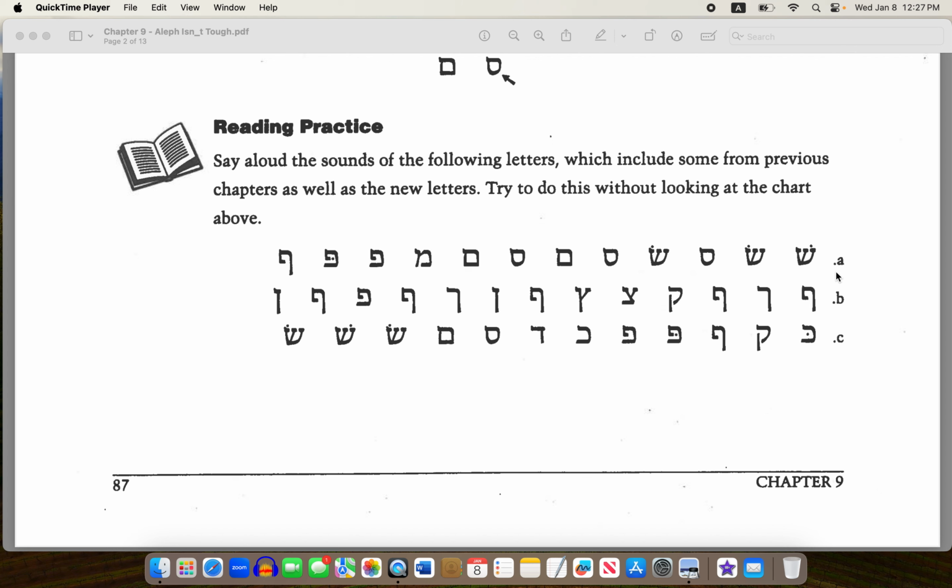So line A, page 87. Shin, Sin, Samech, Sin, Samech, final Mem, Samech, final Mem, Mem, Fe, Pay, final Fe. Line B. I'll go a little bit slower.